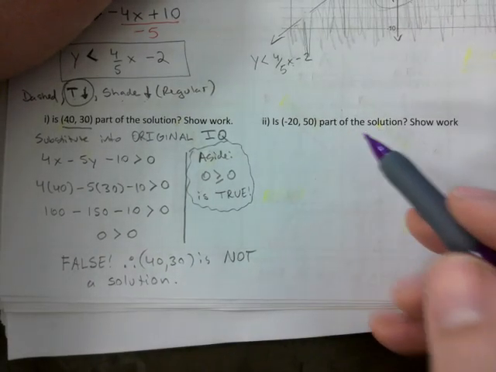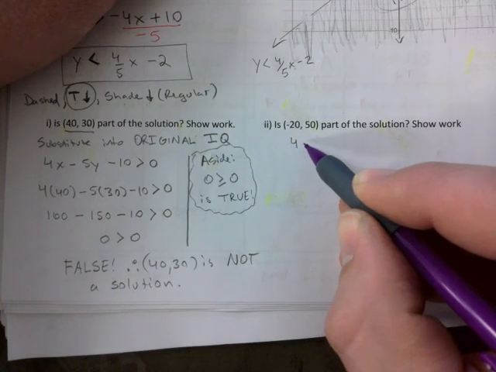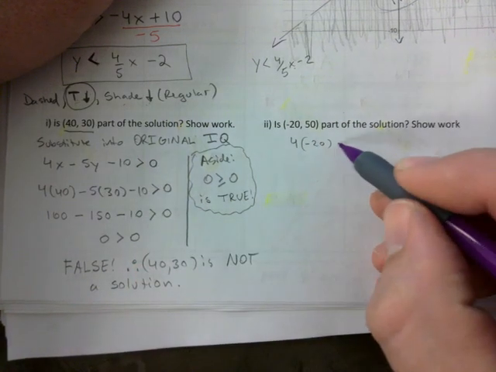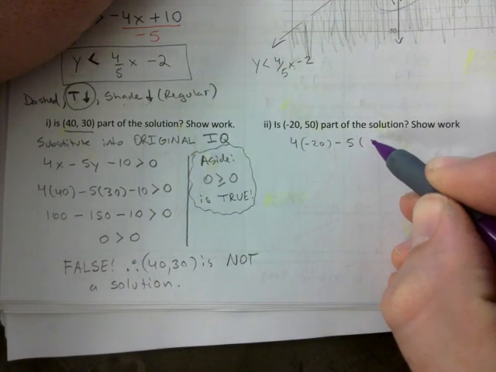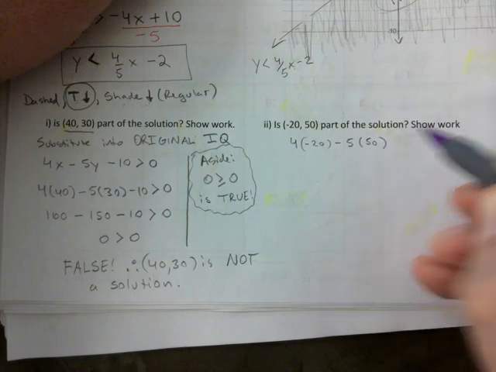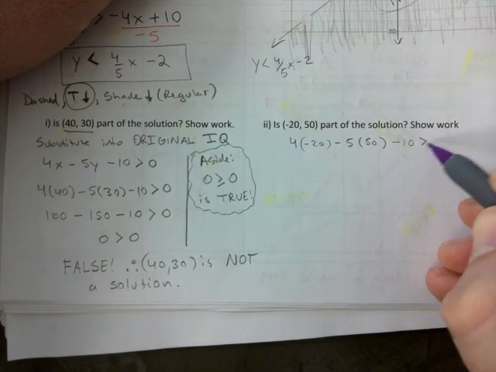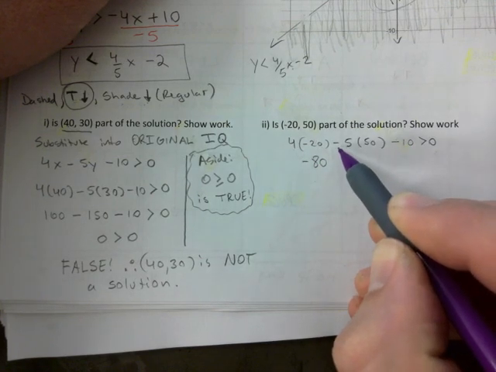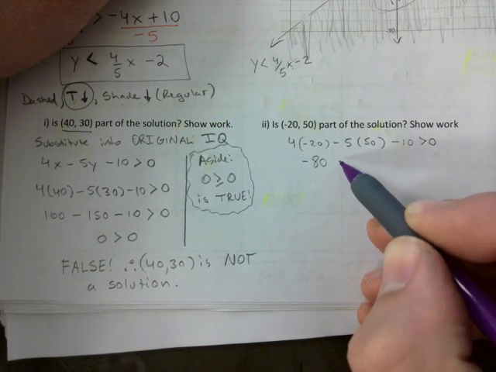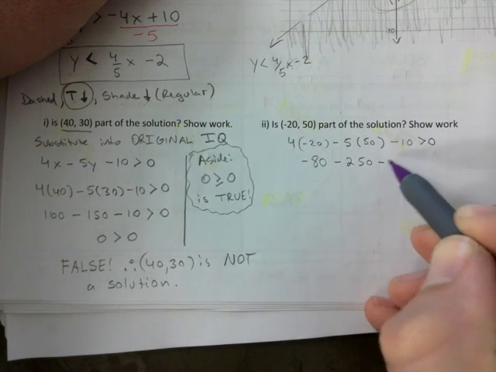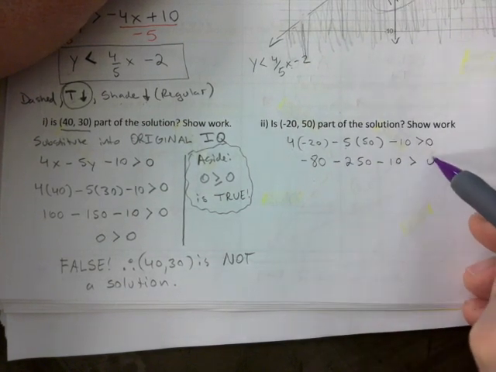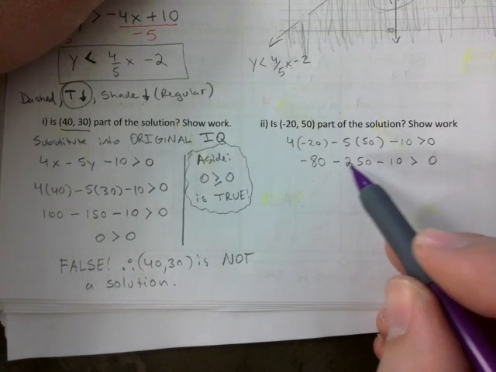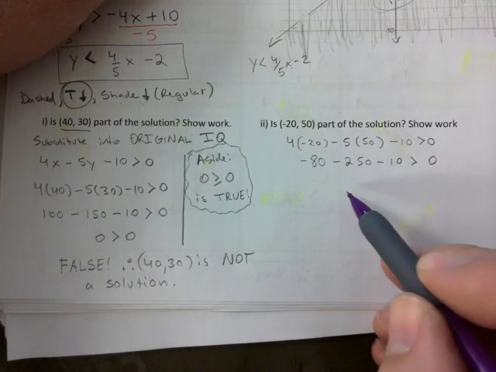Next, let's try this one. For negative 20, 50, I'm not rewriting the original, I'm just going off of this one here. 4 times negative 20, minus 5 times 50, minus 10 is greater than 0. Let's figure this one out. 4 times negative 20 is negative 80. 5 times 50 is 250, so that'd be negative 250, minus 10. You know this is not going to be true, right? This would give me negative 330, negative 340.